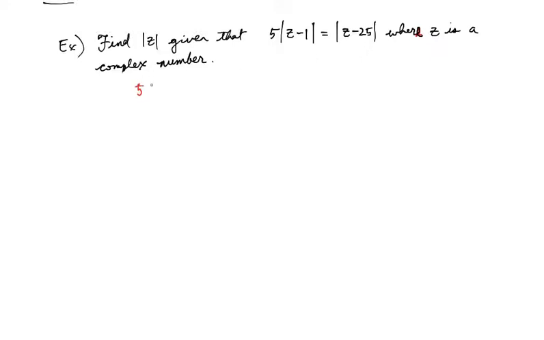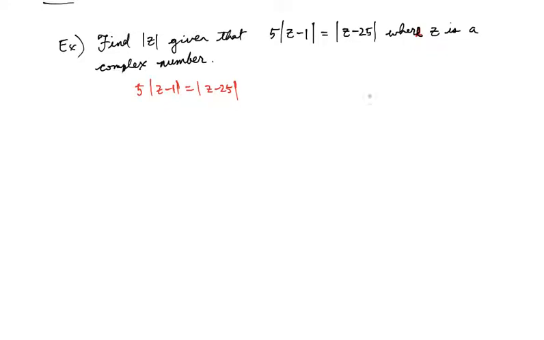So let's start with 5 times the modulus of z minus 1. Let's just start with the problem. Okay, so here's my problem. I need to somehow get rid of these absolute value signs, this modulus symbol, and get it so that it's just around the z. How do I do that?